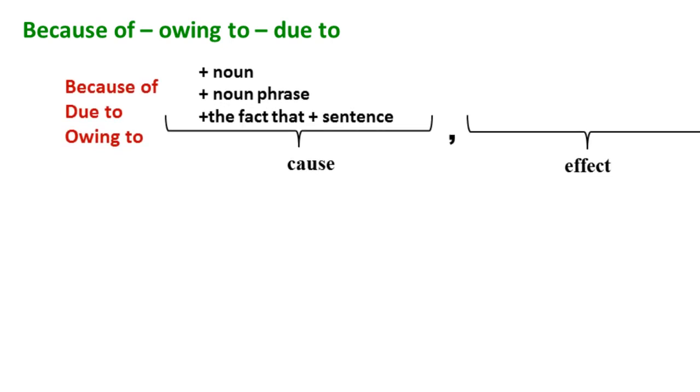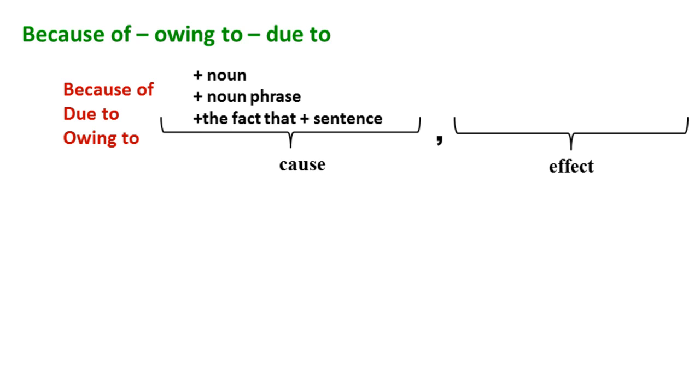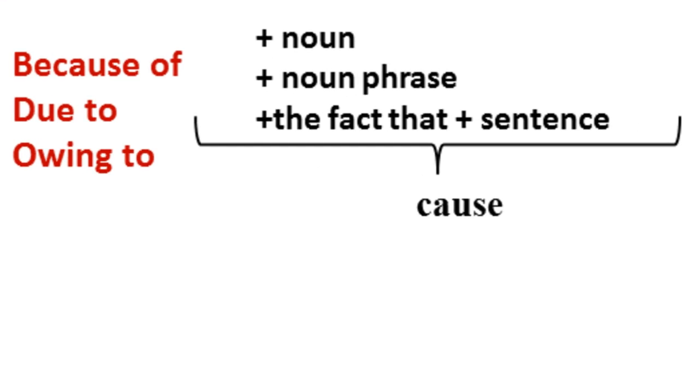Well, let's move on to the next group of linking words of cause. Because of, owing to, and due to. So just like as, since, and because, these linking words can be used at the beginning or in the middle of a sentence. So if you want to use them to introduce a sentence, you should use them like this: because of, due to, owing to, plus cause, comma, plus effect. Look at the cause following because of, due to, and owing to.